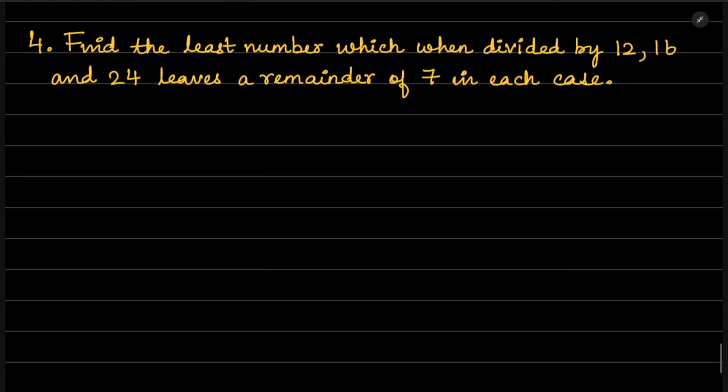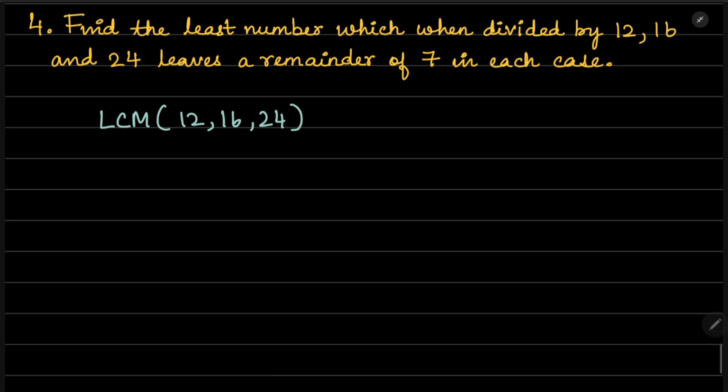Now let's move on to the fourth question. The question is, find the least number which when divided by 12, 16 and 24 leaves a remainder of 7 in each case. The very first thing, whenever you have to find the smallest number that can get divided by 12, 16 and 24, how will you find the smallest possible number that can get divided by all the three numbers? So you have to find LCM. The first thing that you have to do is find out the LCM of 12, 16 and 24.